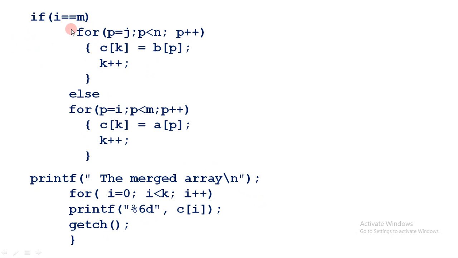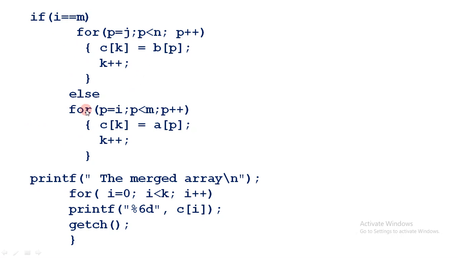And we will question it up here. If i equal to m, that means A has got exhausted, then B would have remained at j, because j is devoted to B, and j would have stopped because i has got exhausted. So it has to start from j. p equal to j, p less than n, because B contains only n number of elements, p plus plus. c of k equal to b of p. The remaining elements of B will be poured into C, and k will also get simultaneously incremented.